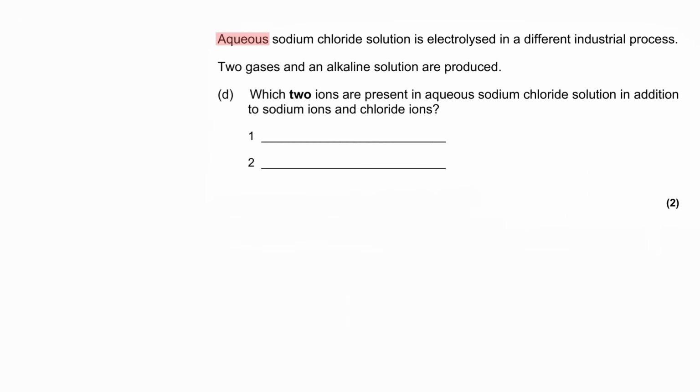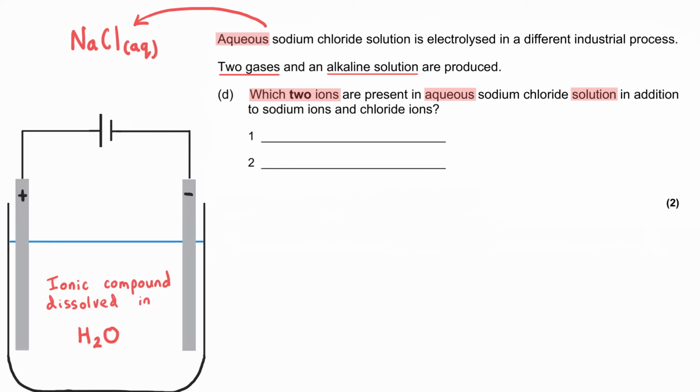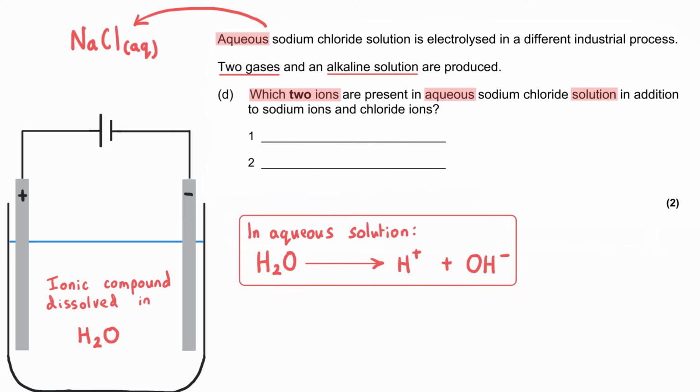Aqueous sodium chloride solution is electrolyzed in a different industrial process. Two gases and an alkaline solution are produced. Which two ions are present in aqueous sodium chloride solution in addition to sodium ions and chloride ions? Aqueous solutions means we've got an ionic compound which is dissolved in water. And so these additional ions come from the water. And water naturally dissociates and produces small quantities of hydrogen ions, H+, and hydroxide ions, OH-.